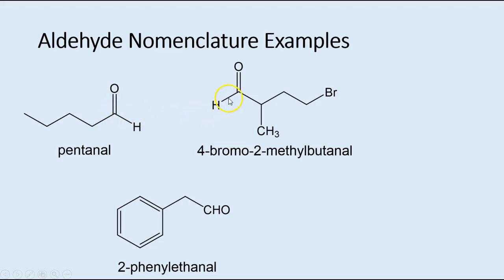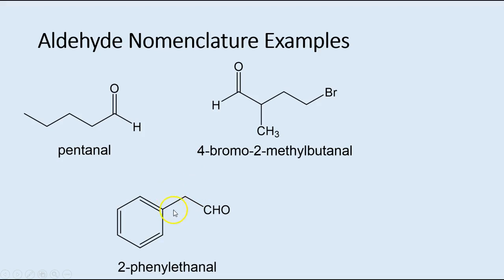Here's another example. Now I'm looking for the longest carbon chain that contains the carbonyl group. There's 1, 2, 3, 4 carbons there. There's 1, 2, 3 carbons there. Here's another 4-carbon chain, 1, 2, 3, 4, but it doesn't contain the carbonyl group. So we're going to number it this way, 1, 2, 3, 4. The methyl group and the bromo group become substituents. We don't have to say 1-butanal because all aldehydes have the carbonyl carbon at carbon 1. So this is 4-bromo-2-methylbutanal.